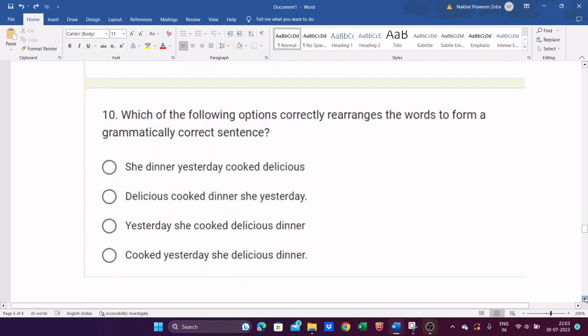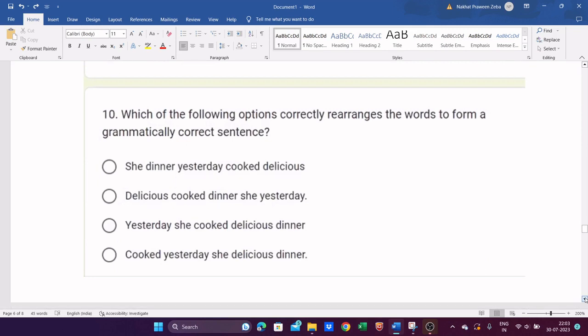Okay, question number 10. Which of the following options correctly rearranges the words to form a grammatically correct sentence? Read the sentence: She dinner yesterday cooked delicious. No. Delicious cooked dinner she yesterday. It is a very simple question. Yesterday she cooked delicious dinner.